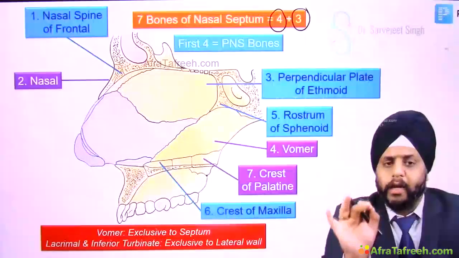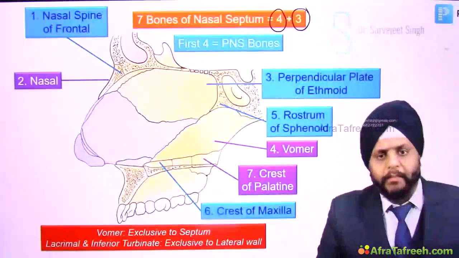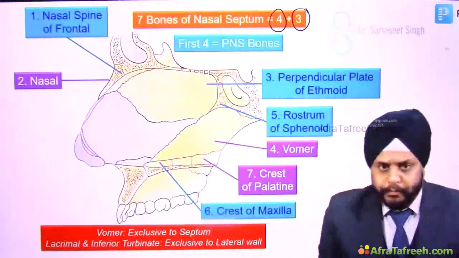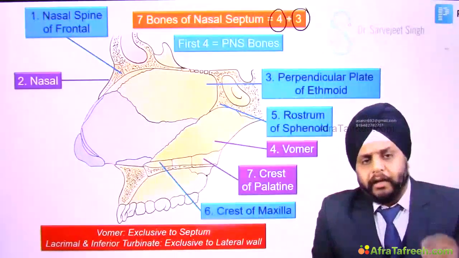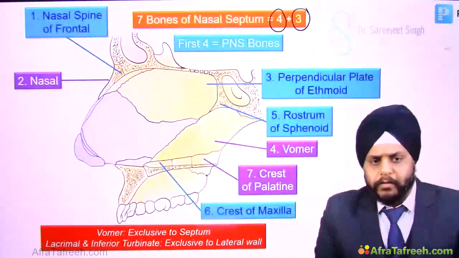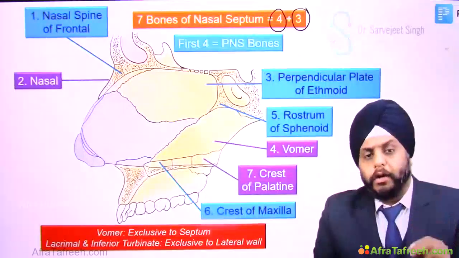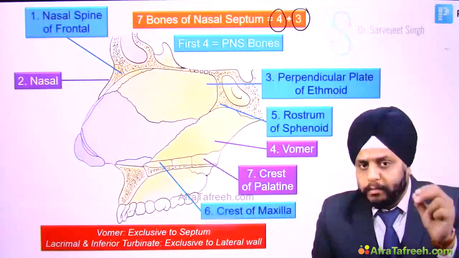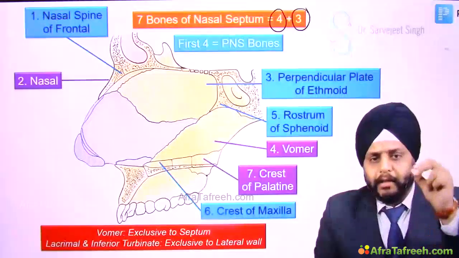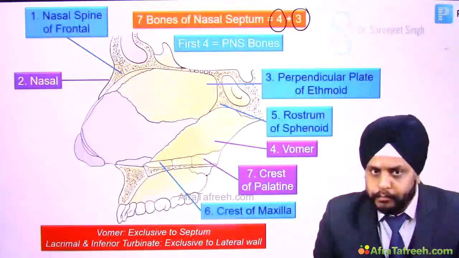Similarly, lacrimal bone and inferior turbinate are exclusive to the lateral wall. And this question is asked in the exam: which of the following bones does not contribute to the nasal septum? Generally the answer given to you is lacrimal bone, because they know turbinate is on the lateral wall, so that is very easy. Lacrimal bone you may confuse. Lacrimal bone is on the lateral wall. It does not contribute to the nasal septum. Septum is the medial wall. Similarly, if the question is given in reverse, vomer is in the septum and vomer does not contribute to the lateral wall. Is that all right?